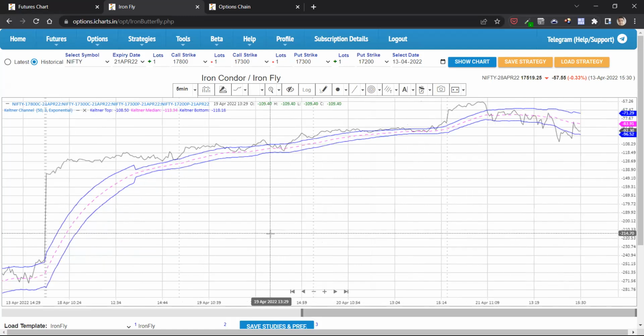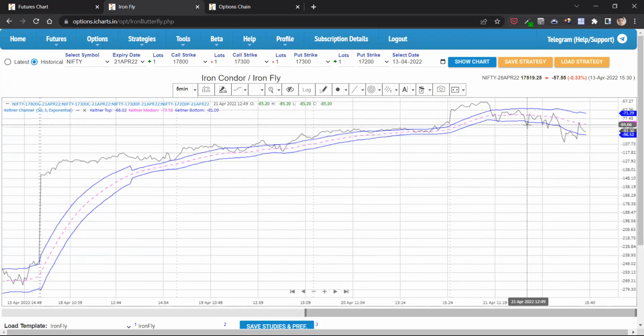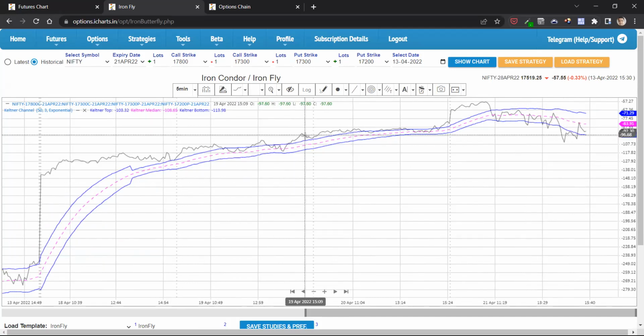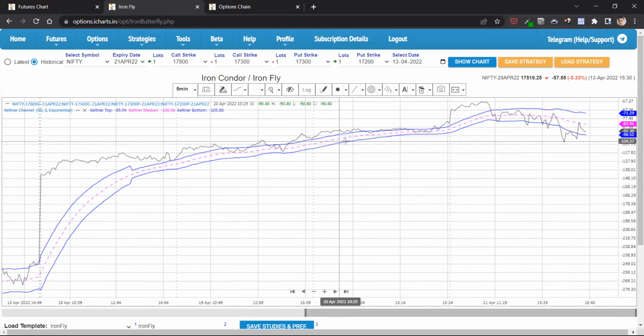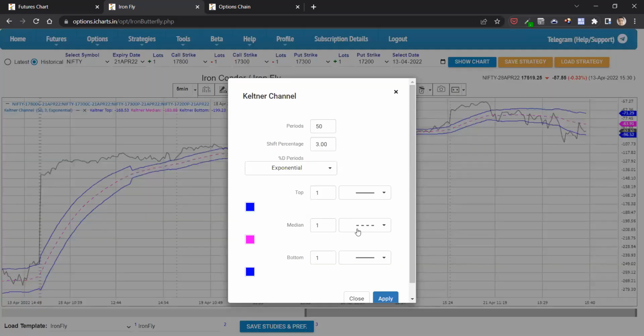Sir, adjustment has to be done above the mean or above the channel? See, the idea is, once the price closes below the lower band, that is when the adjustment has to be done. For straddles, it is completely above. You can ignore the mean. Mean is not important. The band is important.